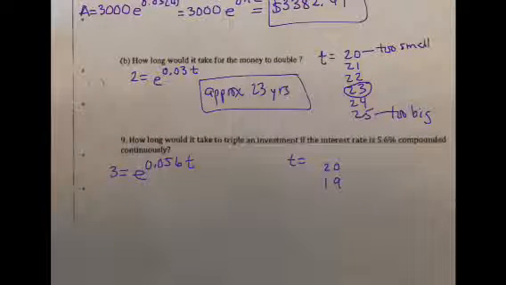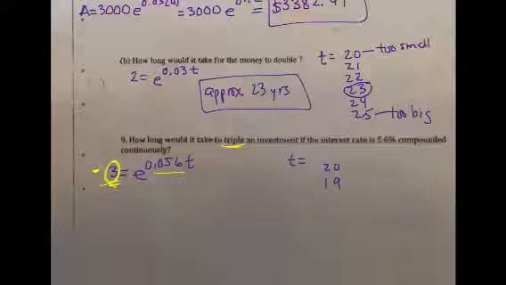So now you're looking for how long it's going to take for your money to triple. So again, regardless of how much you start with, if you want this to be 3 times as much, when you divide, you're going to get a 3 on this side. That's why it doesn't really matter what you start with. If you want to triple it, this is going to end up being a 3. Here's the interest rate, and then we're looking for T.